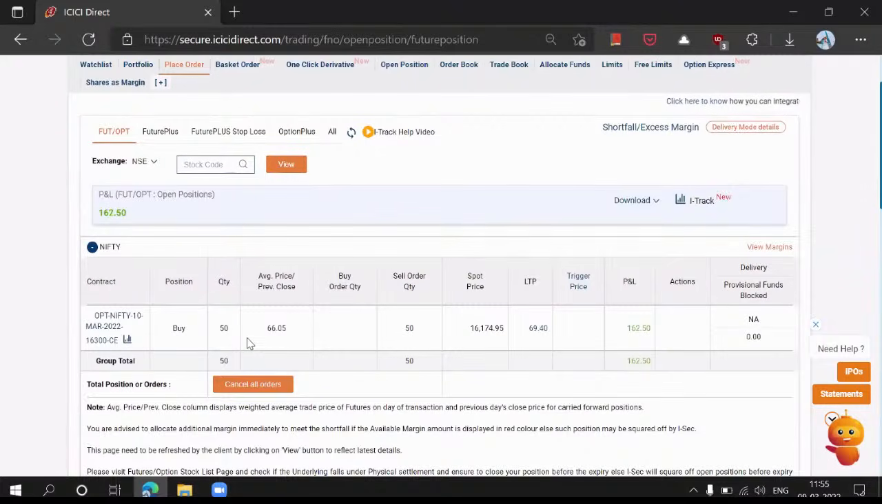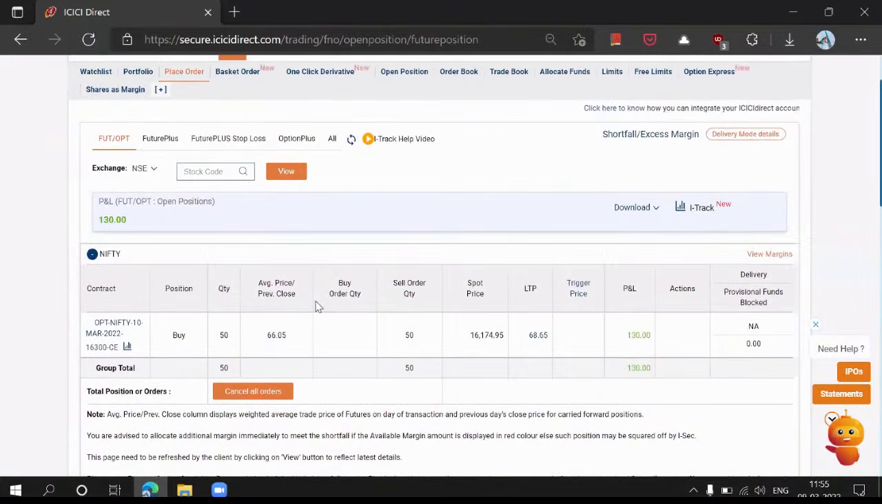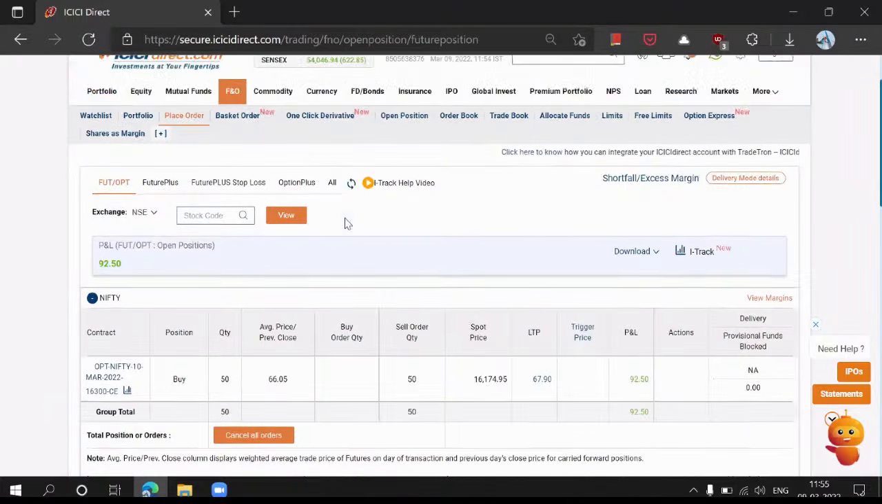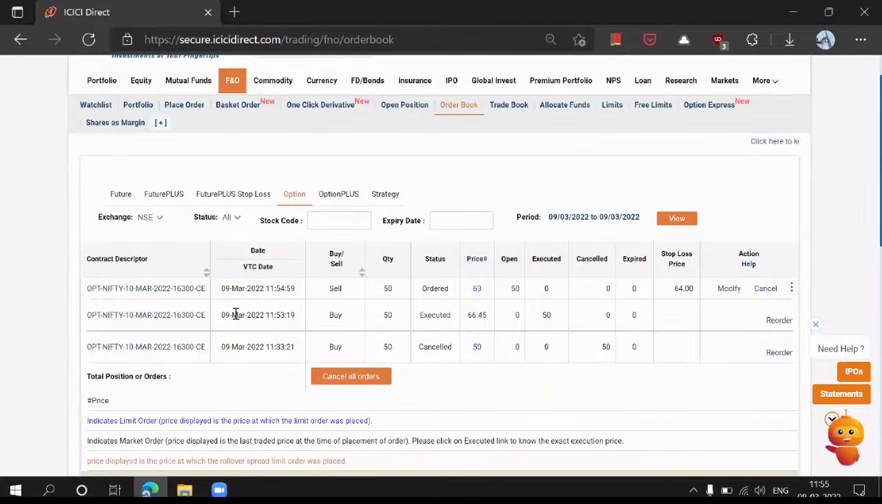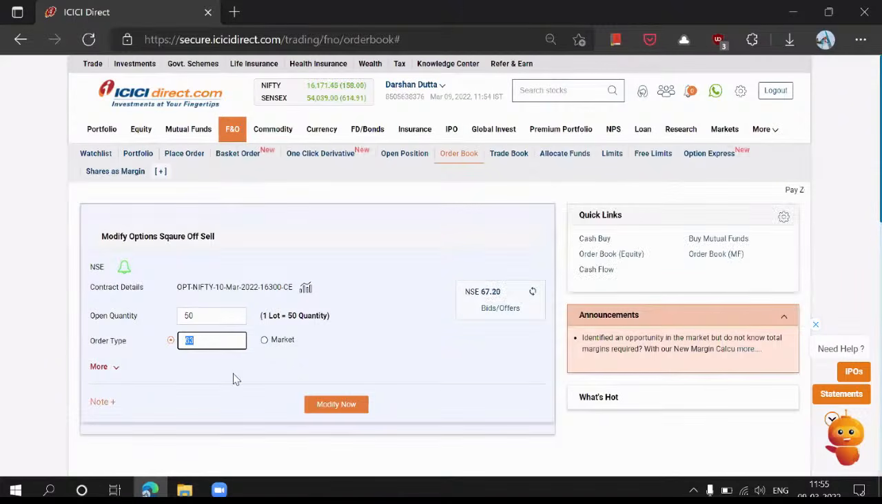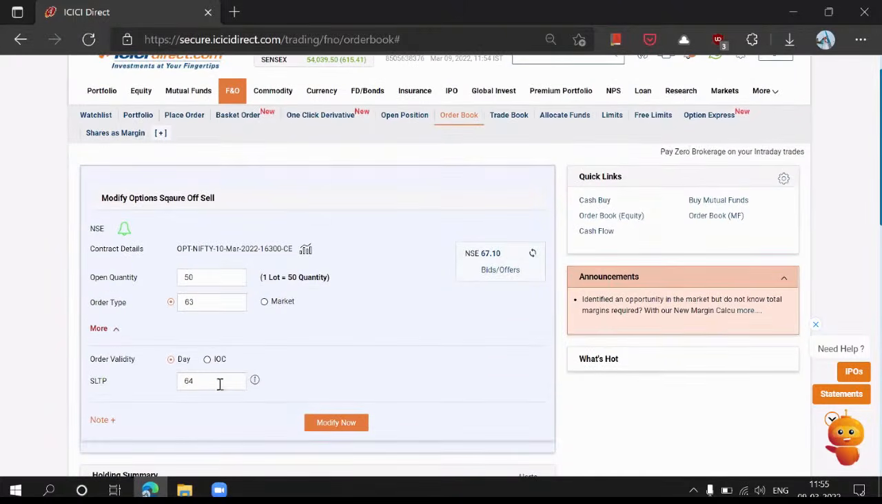Now just look at it. It's gone to 69 rupees. Now you could modify this. Just go to the order book, and you could trail your stop loss higher, since there is a profit on the position. On this order, click on modify. Now, since it's at 67, you could put the stop loss at 66 rupees. Again, go to more, go to the stop loss, and put that at 66 rupees.